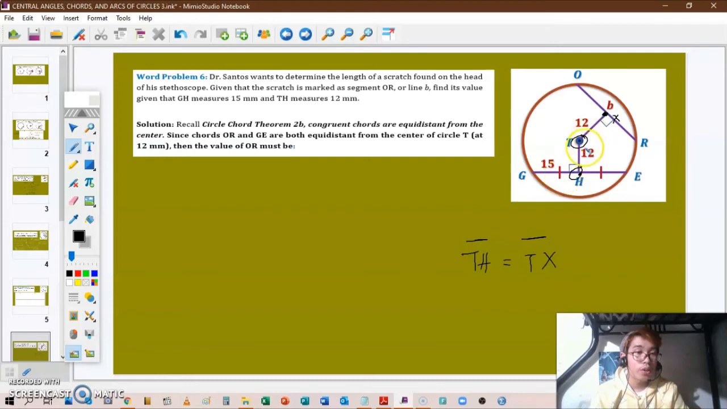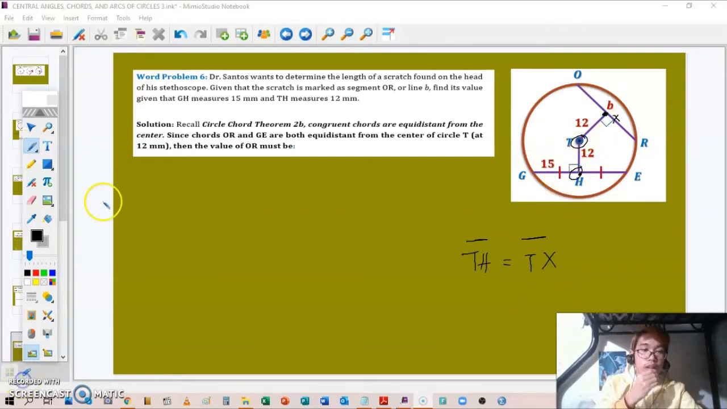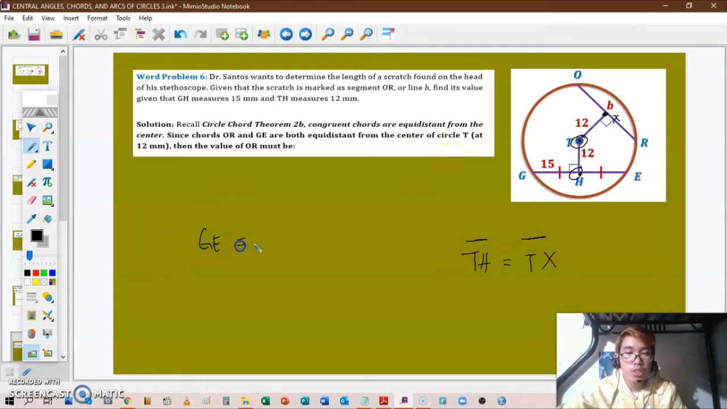using the circle chord theorem, let's go back to circle chord theorem 2b. Congruent chords are equidistant from the center, and since chords OR and GE are both equidistant from the center of circle T, equidistant means that they have the same values. 12 is equal to 12, the distance from the center.